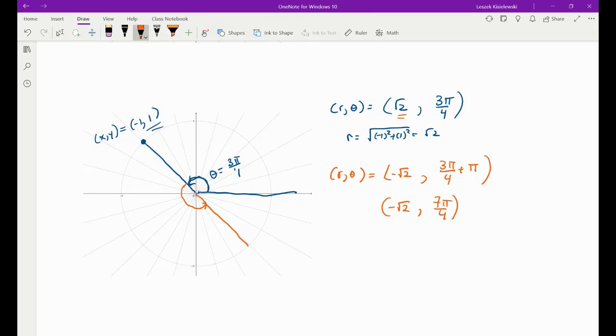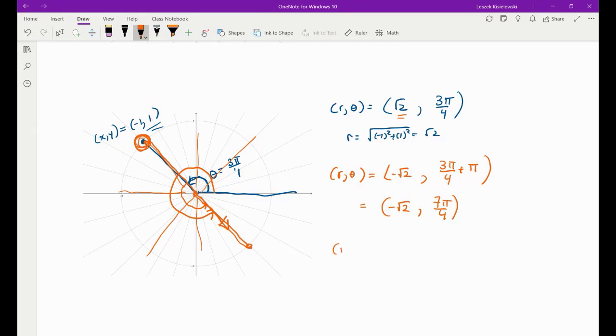Okay. So let's see if that indeed works. So I would go 1/4, 2/4, 3/4, 4/4, 5/4, 6/4, 7/4 of pi. But because r is negative, instead of going in the positive radial direction, I would go in the opposite, negative radial direction, negative square root of 2, and I would end up at the same point.